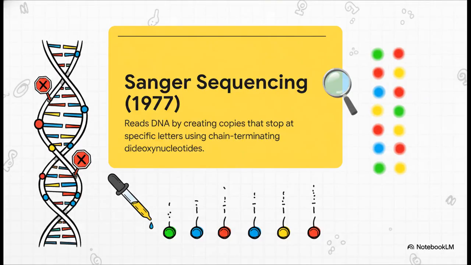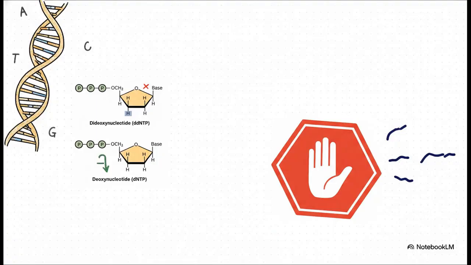So, the original method, dreamed up by Frederick Sanger, is just brilliantly clever. It's called chain termination sequencing. And the core idea is pretty wild. You don't read the original DNA directly. Instead, you build copies of it that get stopped or terminated at very specific points. So, what's the magic trick here? It's all about a special molecule called a dideoxynucleotide, or ddNTP for short.